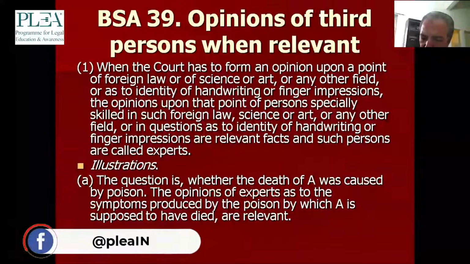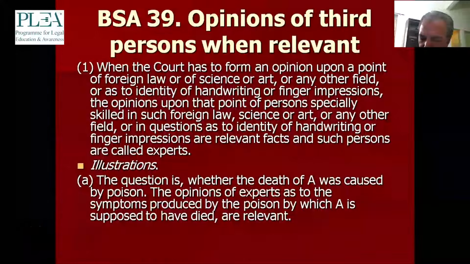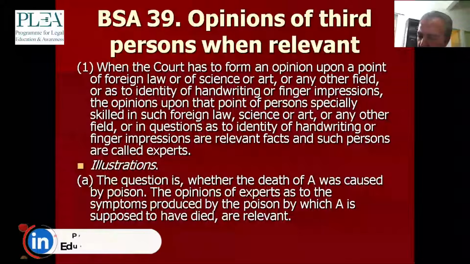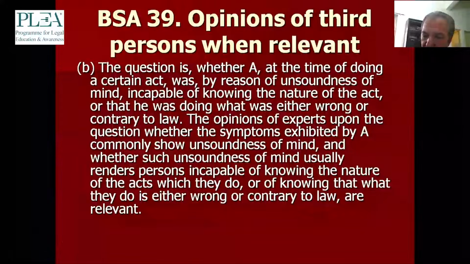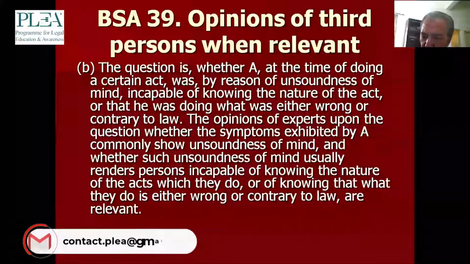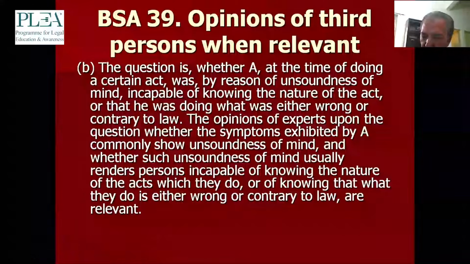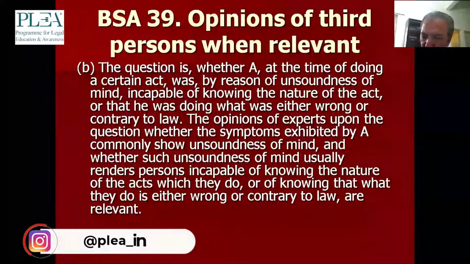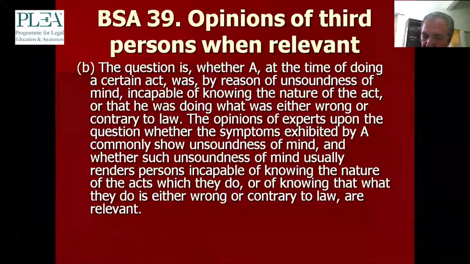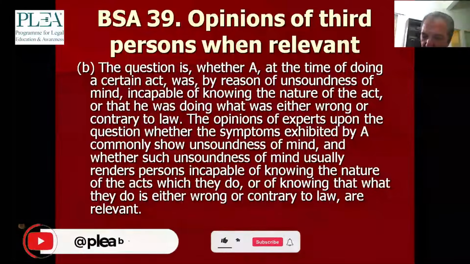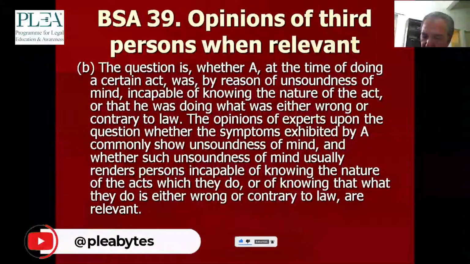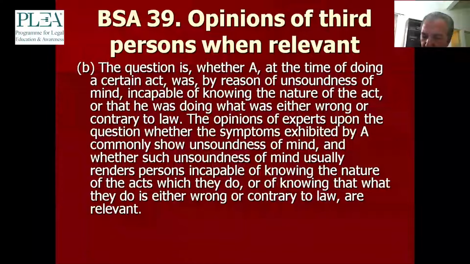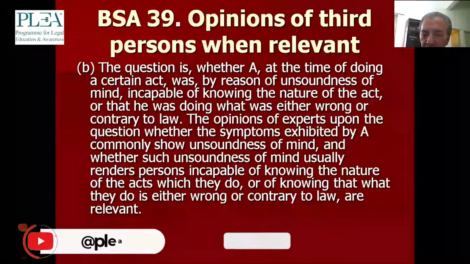The opinions of experts as to the symptoms produced by the poison by which A is supposed to have died are relevant. The question is whether A, at the time of doing a certain act, was by reason of unsoundness of mind incapable of knowing the nature of the act, or that he was doing what was either wrong or contrary to law. The opinions of experts upon the question whether the symptoms exhibited by A commonly show unsoundness of mind, and whether such unsoundness of mind usually renders persons incapable of knowing the nature of the acts which they do, or that what they do is either wrong or contrary to law, are relevant. In this particular illustration, the expert will be a psychologist.